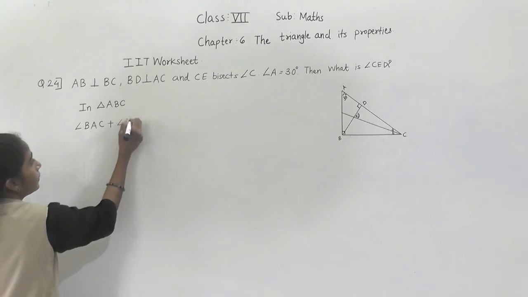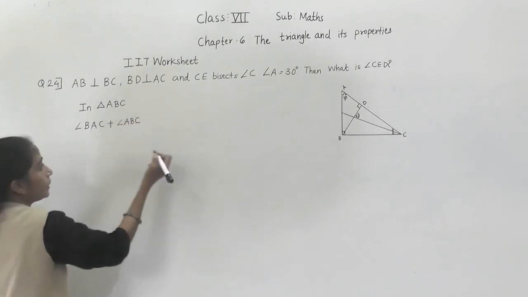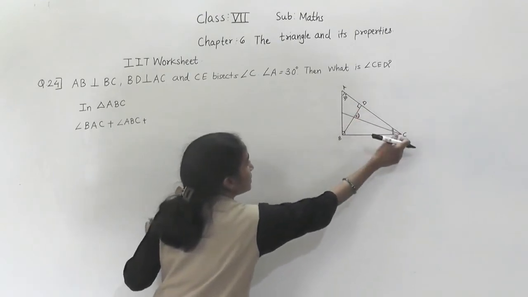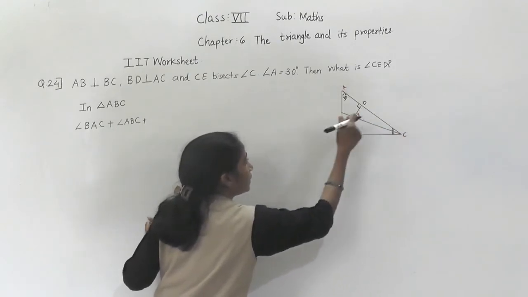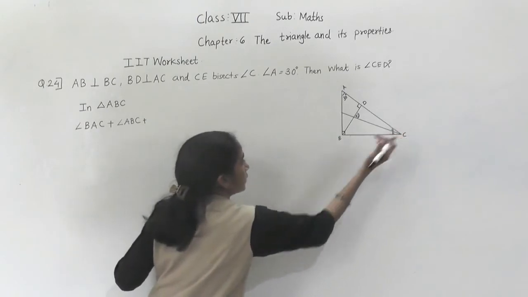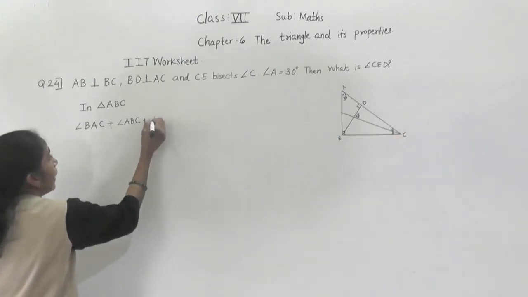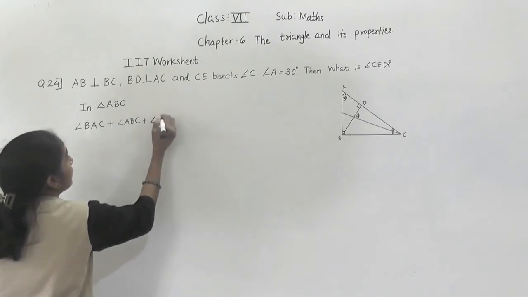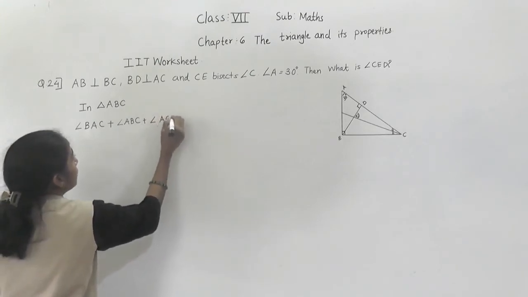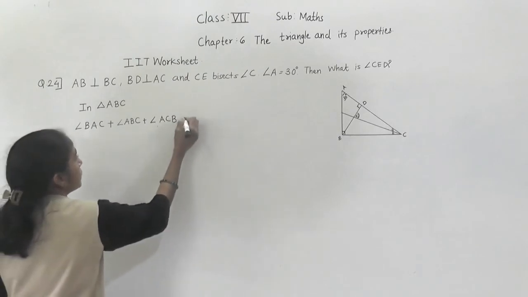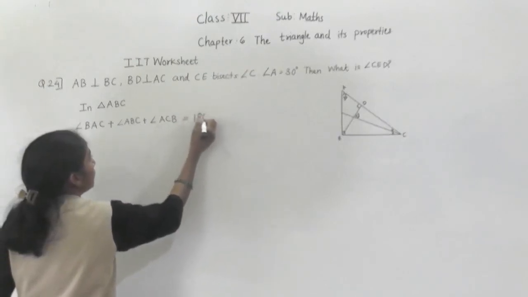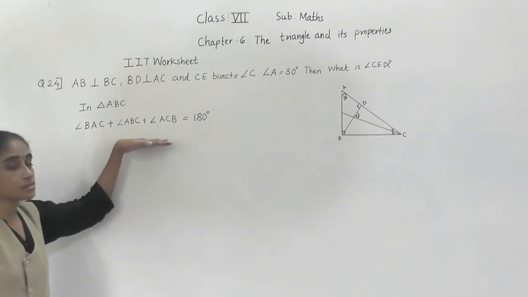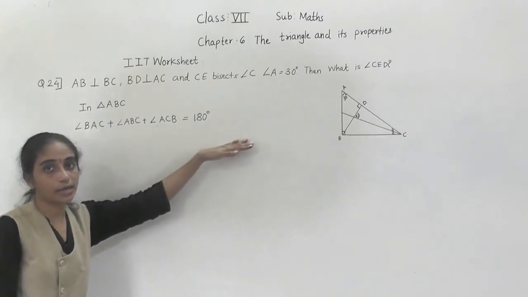angle ABC plus, now the third angle, BCA or ACB, anything, means this third angle, angle ACB is equal to 180 degree. Sum of the angles of a triangle is equal to 180 degree.